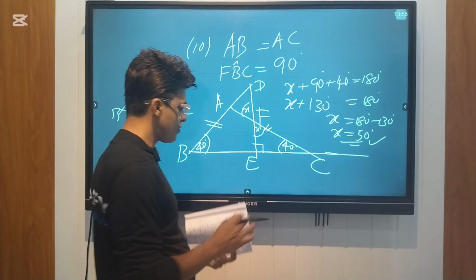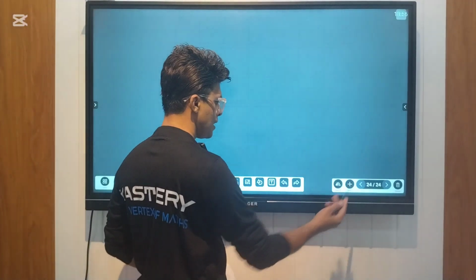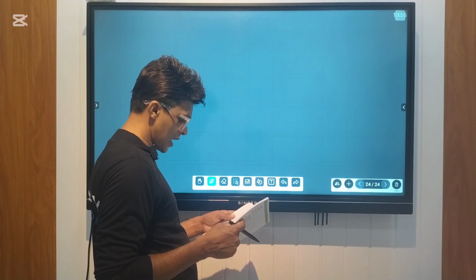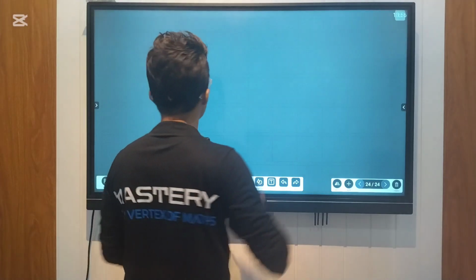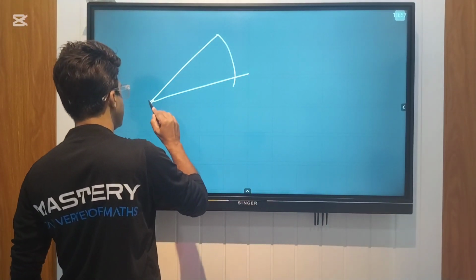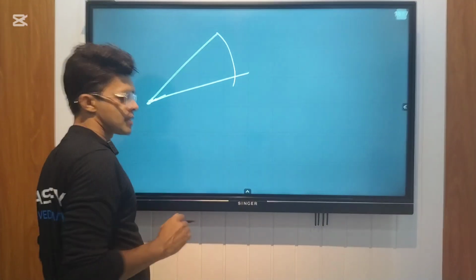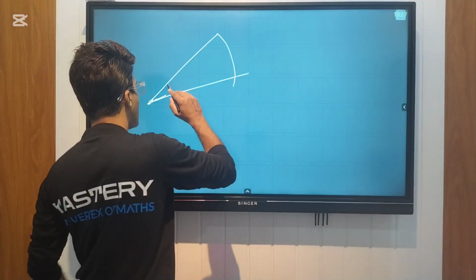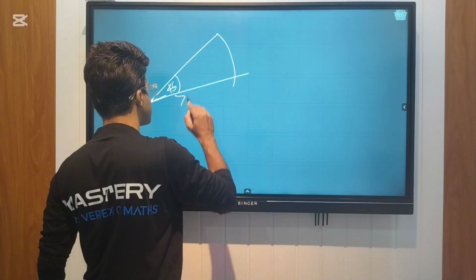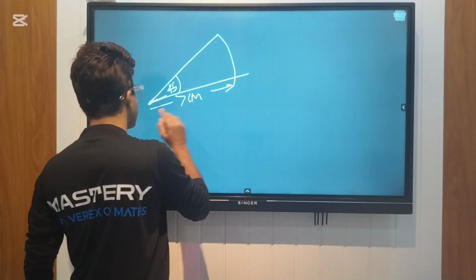Now the 11th question: find the area of the sector. Yes, the area of the sector. Don't forget, area. This is the given sector. The angle is 45 degrees. The radius is given as 7 cm. We can get the area.